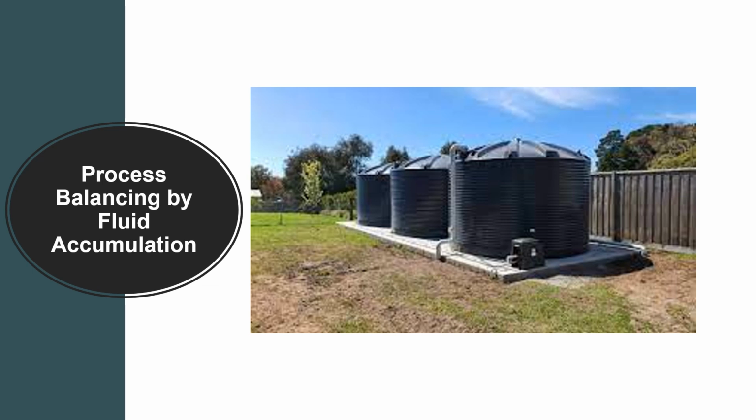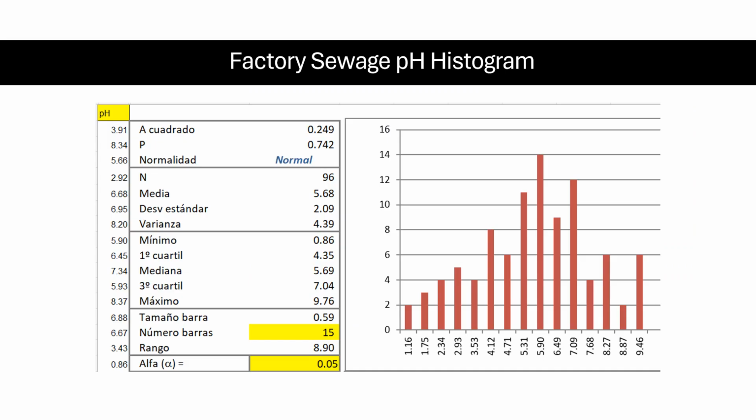The sewage water from the factory has an average pH of 5.68 with a standard deviation of 2.09. According to the previous regulations, specs, the resulting CPK is 0.086, which is clearly unacceptable. We will often contravene the regulations. This is a histogram of the pH of the factory sewage.